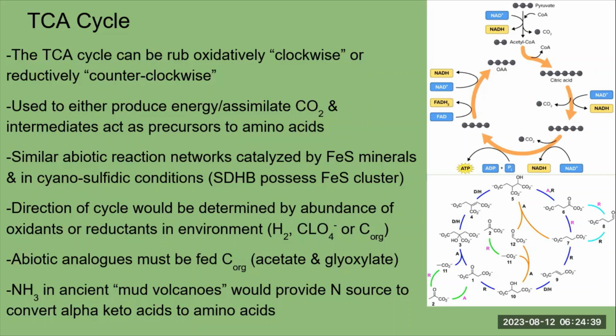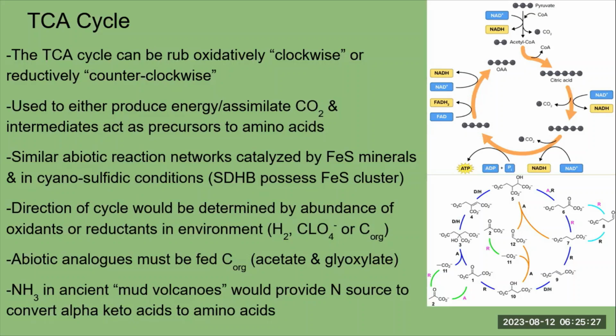Similar abiotic reaction networks have been observed being catalyzed by iron-sulfur minerals and will occur in cyanosulfidic conditions. The succinate dehydrogenase enzyme used in the TCA cycle possesses an iron-sulfur cluster. The direction of the reaction would depend on the availability of oxidants or reductants in the environment, running clockwise in a more oxidizing environment and counterclockwise in a more reducing environment. These oxidants and reductants can be inorganic, such as molecular hydrogen and perchlorates, or be highly reduced or highly oxidized organic molecules. In order to run, the abiotic analogs that have been observed thus far have to be fed organic molecules such as acetate and glyoxylate.